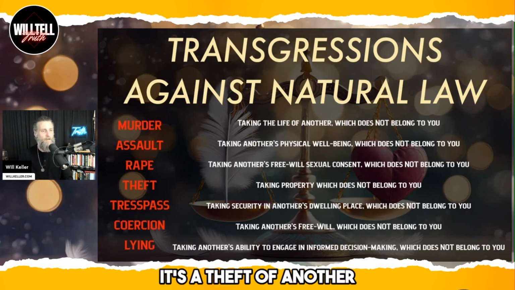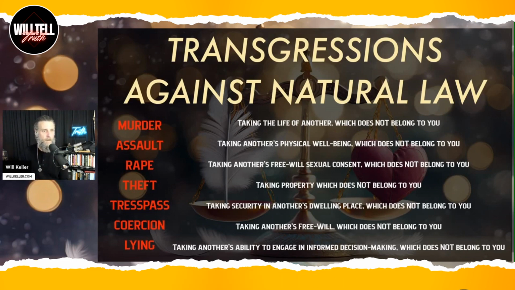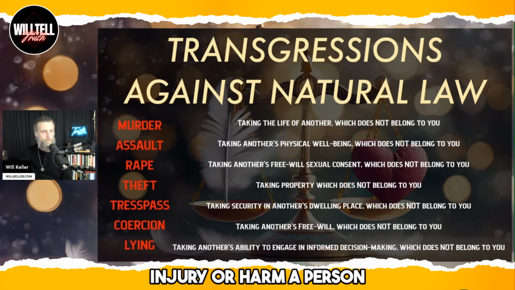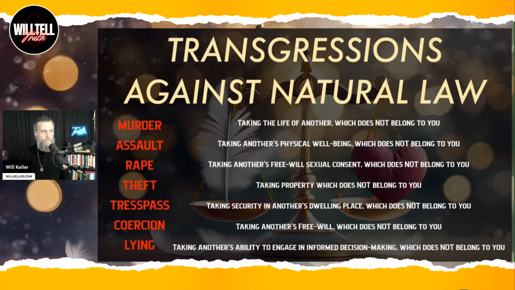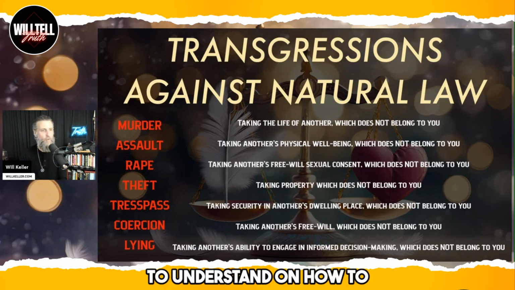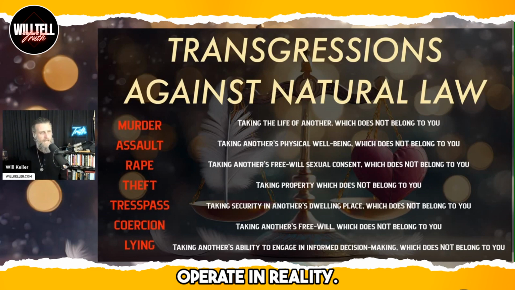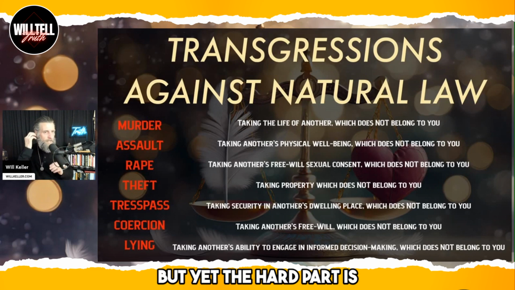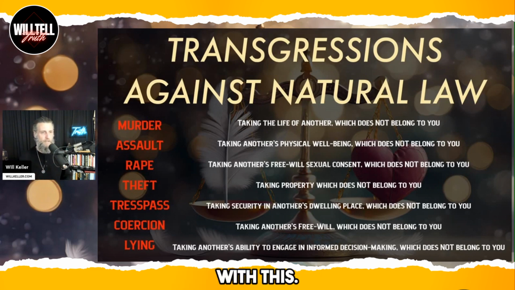They're all a taking of something. It's a theft of another person, loss, injury, or harm, a person or property, and that is a wrongdoing. Now, this is objective morality. This is the foundation that human beings need to understand on how to operate in reality. It's so simple, but yet the hard part is coming up. A lot of people agree with this. Murder, assault, rape, theft, trespass, coercion, and lying.